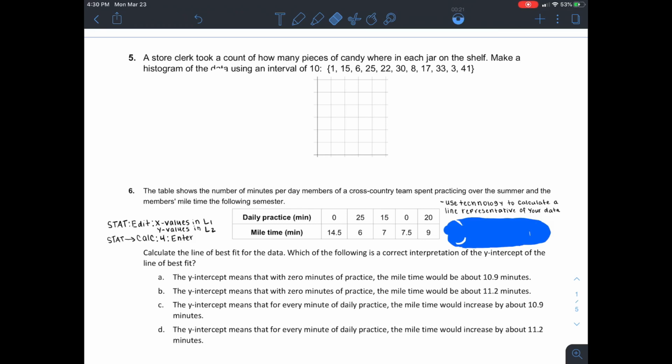A store clerk took count of how many pieces of candy were in each jar on a shelf. It wants us to make a histogram of the data using an interval of 10, and then provides us with a list of data. Why don't you pause the video now and go ahead and attempt to make your histogram.